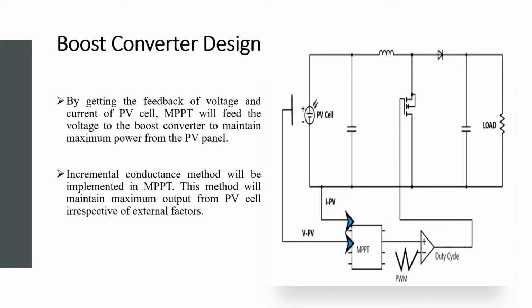As you can see, there is a PV cell and there is an MPPT charge controller. It will get the feedback from the PV cell, and based on that feedback, the MPPT charge controller will control this duty cycle, and the duty cycle will control this MOSFET. I mean, as per the requirement, it will turn off or turn on this MOSFET and provide maximum load to the system. And we will integrate the incremental conductance method in this MPPT. This method will maintain maximum output from the PV cell irrespective of external factors.